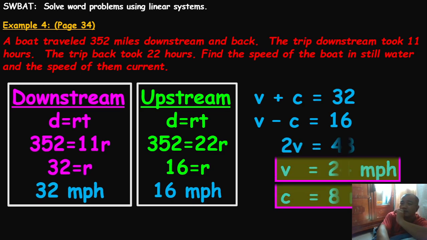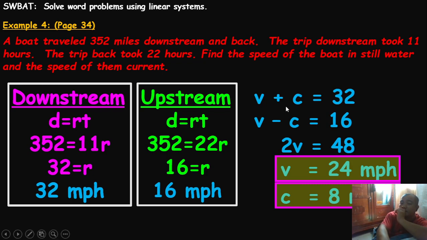So yan, yun, nasolve na. So V is the speed of the boat in still water and C is the speed of the current. So pag downstream, we have here V plus C equals 32. Pag upstream, V minus C equals 16. Then cancel C, 2V equals 48, divided by 2, 24. So the speed of the boat in still water is 24 miles per hour, while the speed of the current is 8 miles per hour.